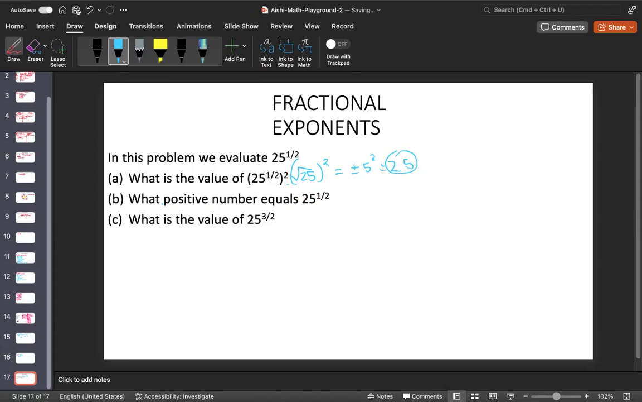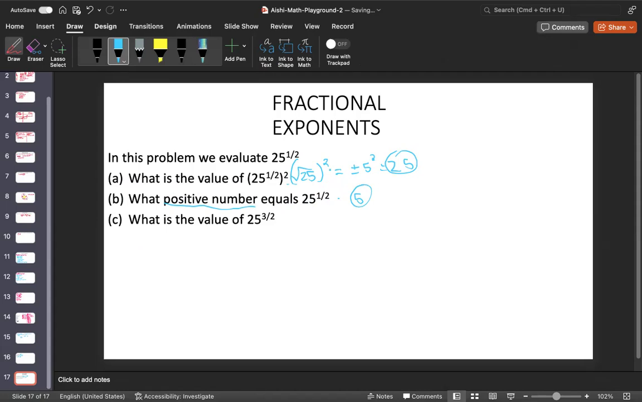Okay, B. What positive number equals 25 to the power 1 by 2? It asks what positive number. Since we have both negative 5 and positive 5, we need to find the positive number, which is 5. Positive 5.